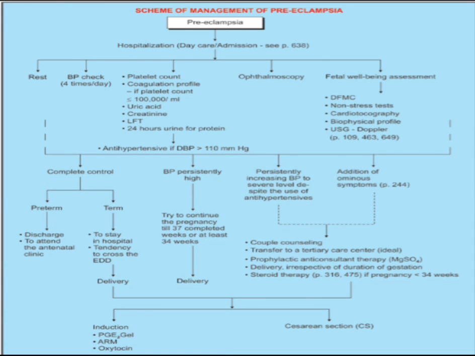And you administer an antihypertensive if diastolic blood pressure is greater than 110 millimeters mercury. If there is complete control and preterm, you discharge and ask them to attend the antenatal clinic. If they are term, you ask them to stay in the hospital, or if there is a tendency to cross the expected delivery date, then you have to deliver them. Then if blood pressure is persistently high, you try to continue the pregnancy till 37 completed weeks or at least 34 weeks and then deliver.